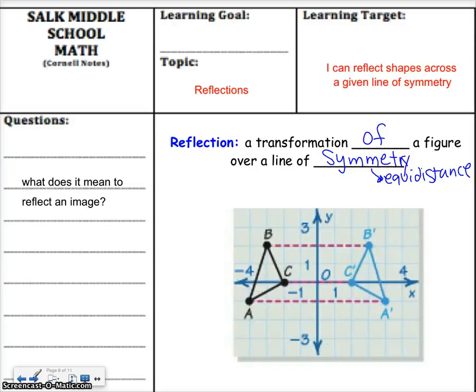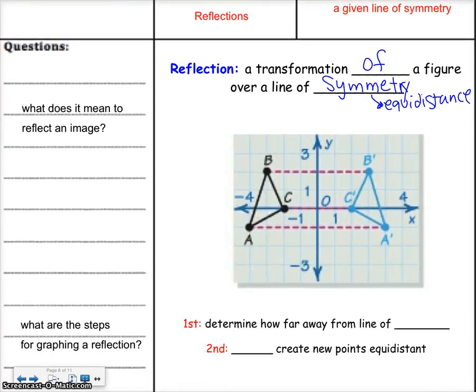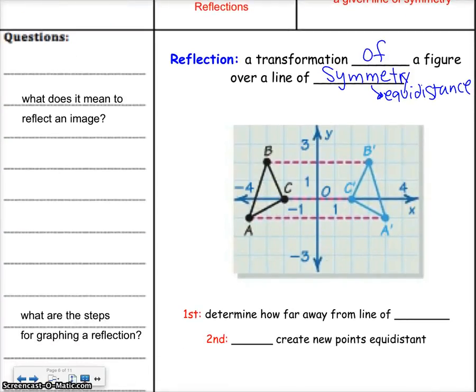Okay, so we have everything we need. This is from our translation unit, being able to name the geometric shapes. Notice that I have triangle ABC and triangle A prime, B prime, C prime. What I'm expecting you to know is that the one that does not have the prime symbol is where we started. And then I reflected this, and the reflected image has the prime symbols, A prime, B prime, C prime.